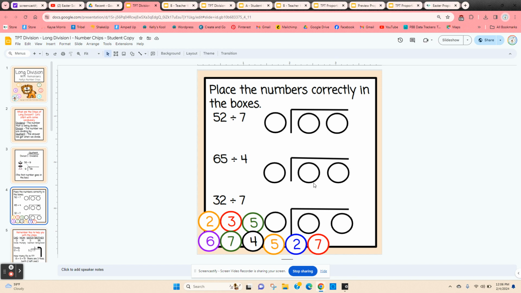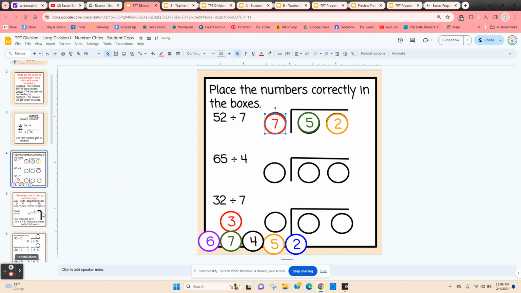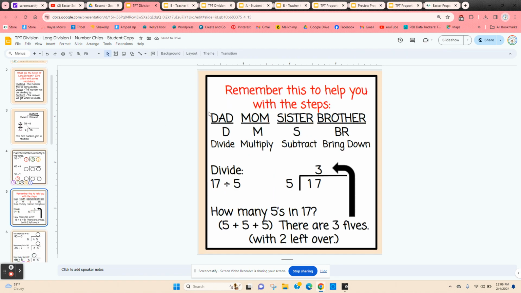So here 52 divided by 7, and they can practice moving these chips also. So they click and hold on the edge, and then they move these into place. So it just reinforces for the student where these numbers go in their problem, and so on. And then it gives students an acronym that helps them remember the steps.